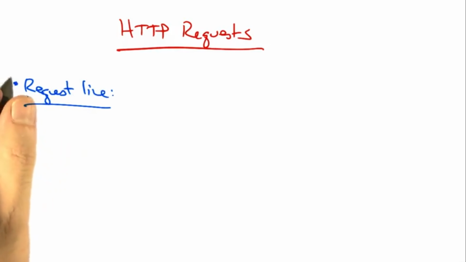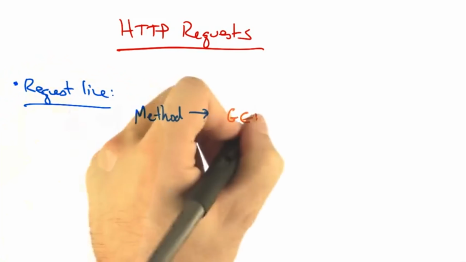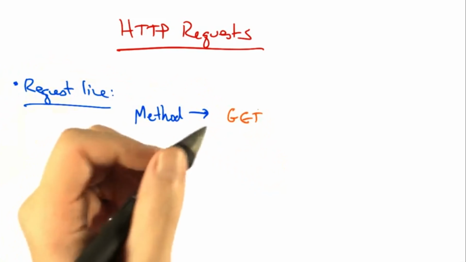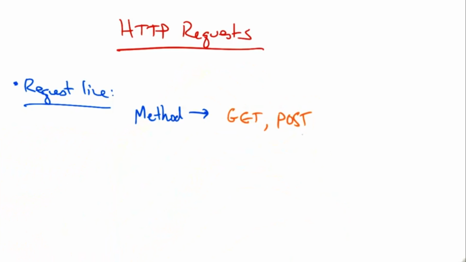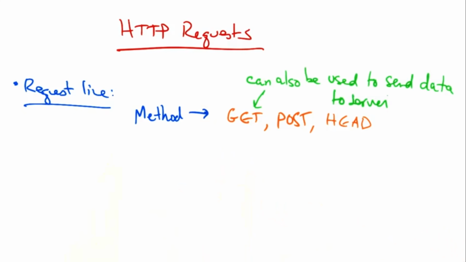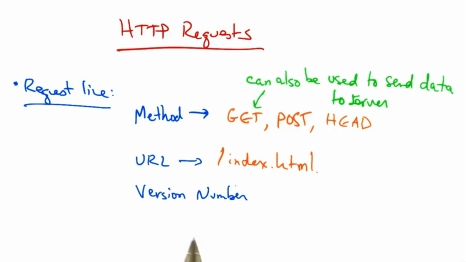First, there's the request line, which typically indicates, first, a method of request, where typical methods are GET to return the content associated with the URL, a POST, which sends data to the server, and a HEAD request, which returns typically only the headers of the GET response, but not the content. It's worth noting that a GET request can also be used to send data from the client to the server. The request line also includes the URL, which is relative, and maybe something like index.html, and it also includes the version number of the HTTP protocol.